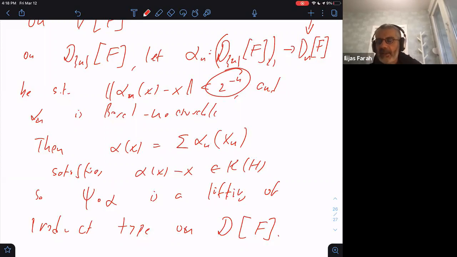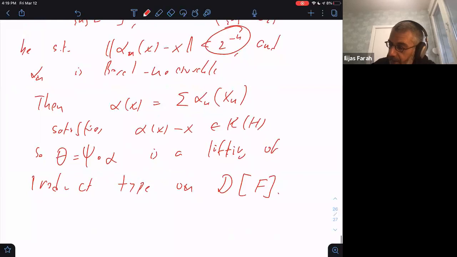Passing from the Cantor set to this von Neumann algebra is not a big deal, because the Cantor set was chosen to be sufficiently dense. So we have a lifting of product type on this, but what we need to prove is that these maps are star homomorphisms, epsilon star homomorphisms. So this is really our theta.